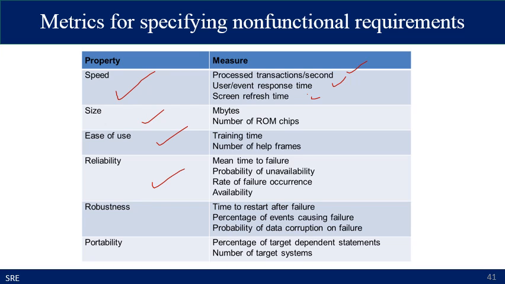Reliability or availability is measured as mean time to failure, unavailability, rate of failure, or availability itself. Robustness is measured in time to restart, percentage of events causing failure, or probability of data corruption on failure. Portability is measured as the percentage of target dependent statements and the number of target systems.